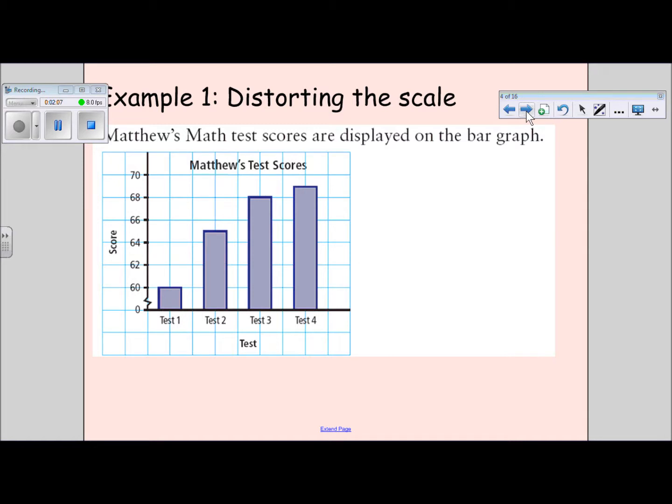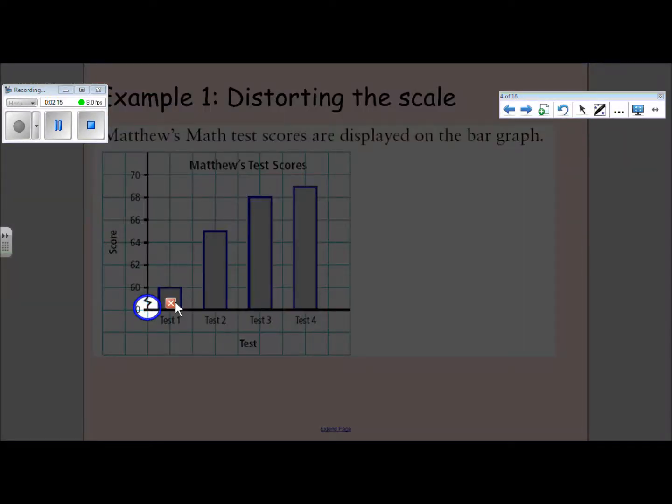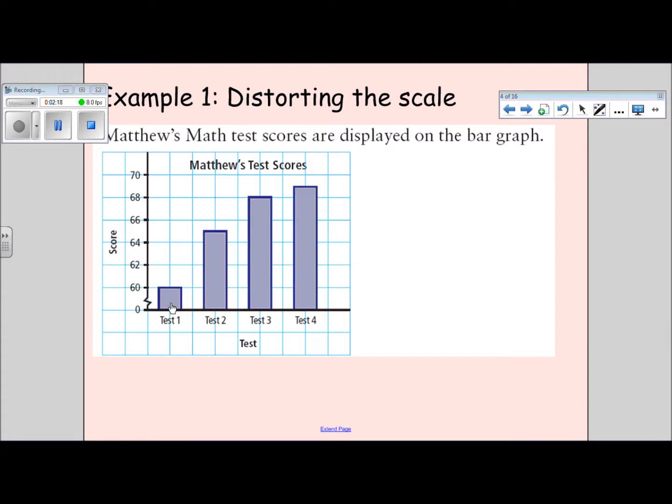Matthew's math test scores are displayed on the bar graph. Matthew's math tests are on the left here. The score, we can see that it's right here. We can see that it has a misrepresentation there. It's got the little break in the graph. So it starts at 60 and goes up to 70. So this is 10 marks.